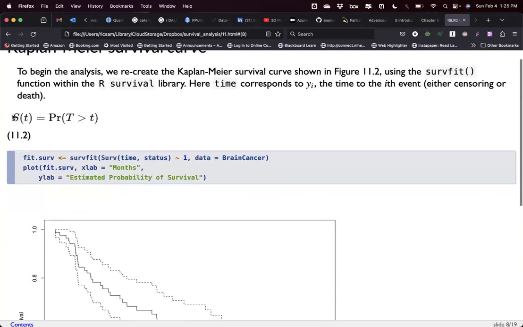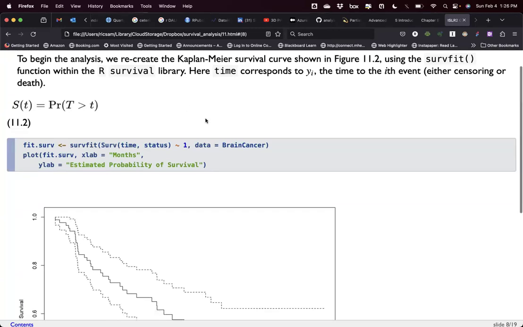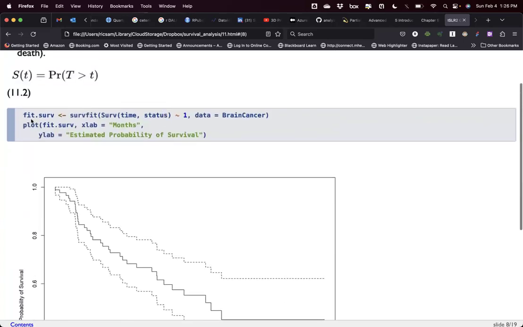So this is the equation that is going to give us the probability of the Kaplan-Meier: the probability that the capital T, which is the time of the event, surpasses the small t, which is the time of that event occurring. And it's going to give us that S, which is the survival function for that particular time. All right. So when we do this plot using this function, and as I said, you can do the same thing in Python using the lifelines package.